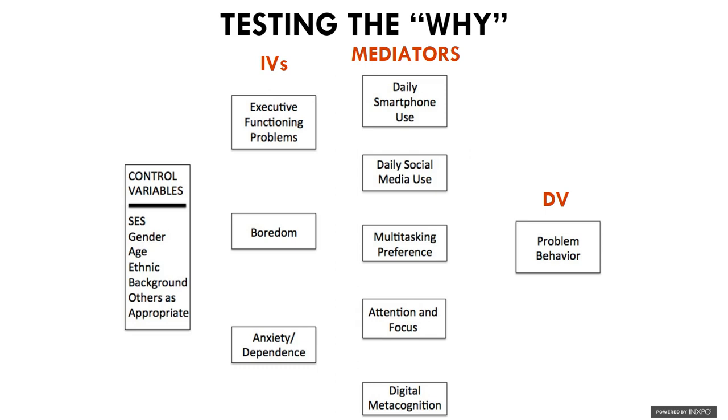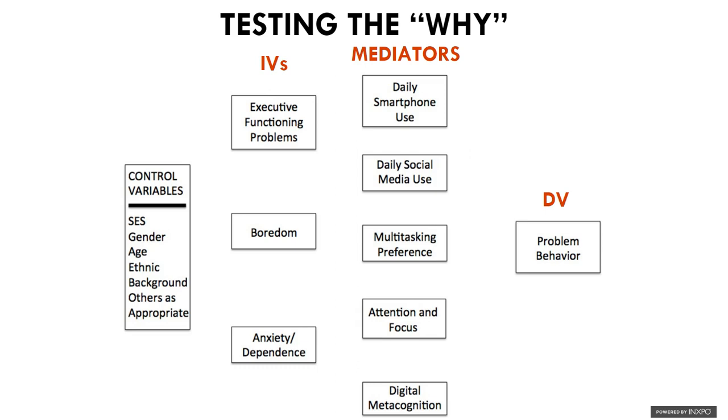So here's how we test the why. On the left-hand side, you see what I call control variables. And these are variables that are probably interesting and people have studied them before, but I'm really not interested, so I would just rather control them. We know that girls respond differently than boys. We know that people of different ages respond differently, but we'd rather not study them. So we're studying at really 3 levels: independent variables, mediators, and dependent variables.